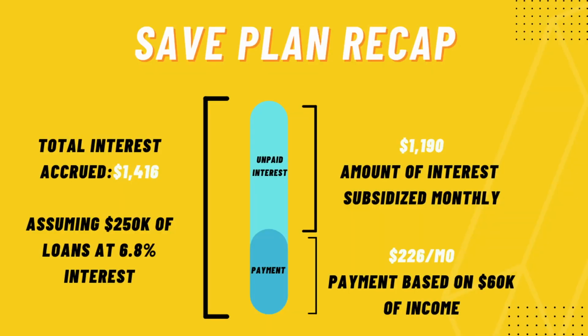So thanks to this new plan that just came out called the SAVE plan, and I have another video on the SAVE plan as well if you're not familiar with how that works. But essentially, with the SAVE plan you have to report based off of your income and your household size, but then any unpaid interest on a monthly basis gets completely subsidized for you.